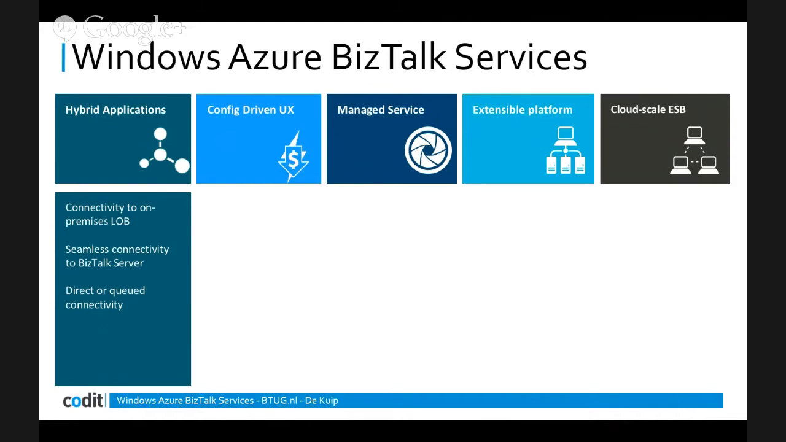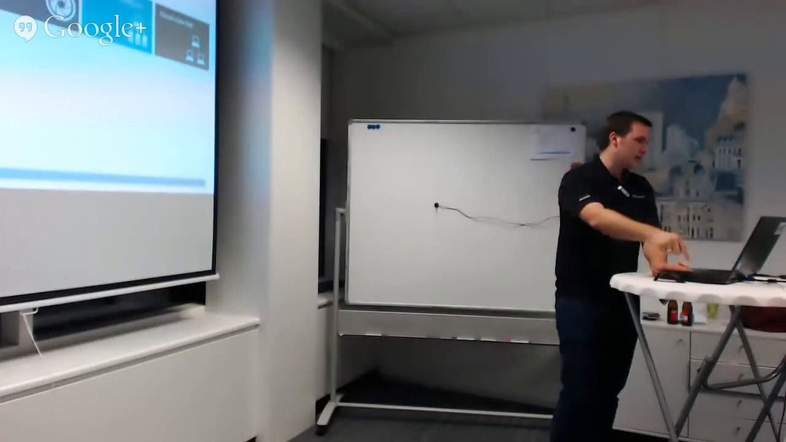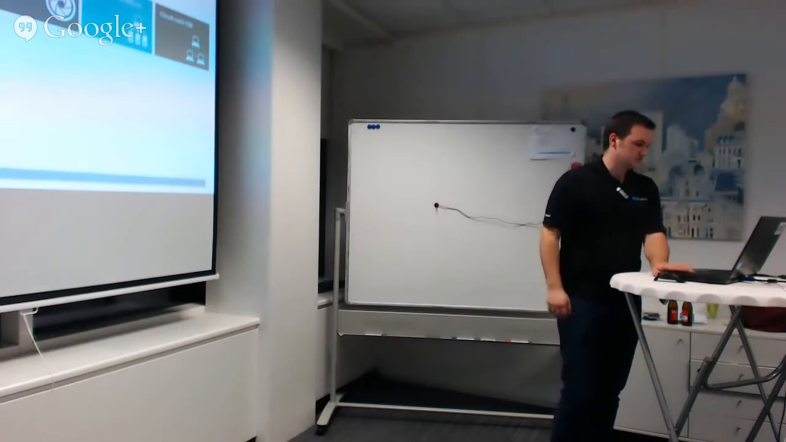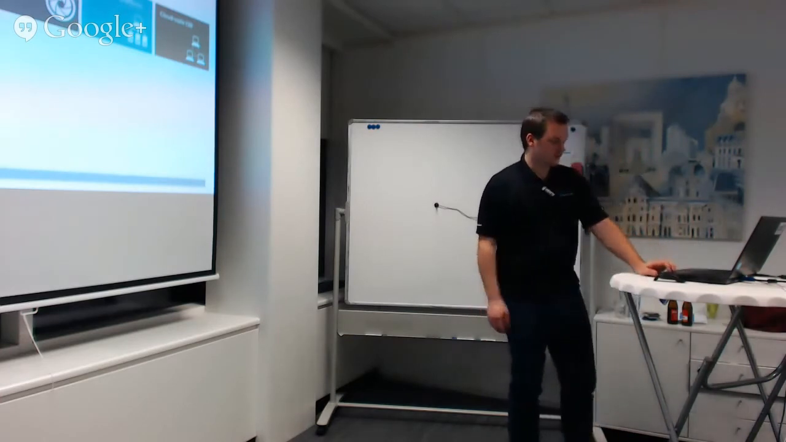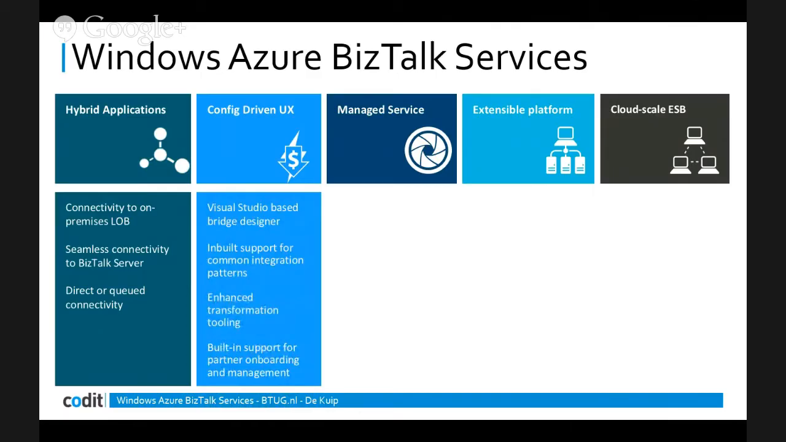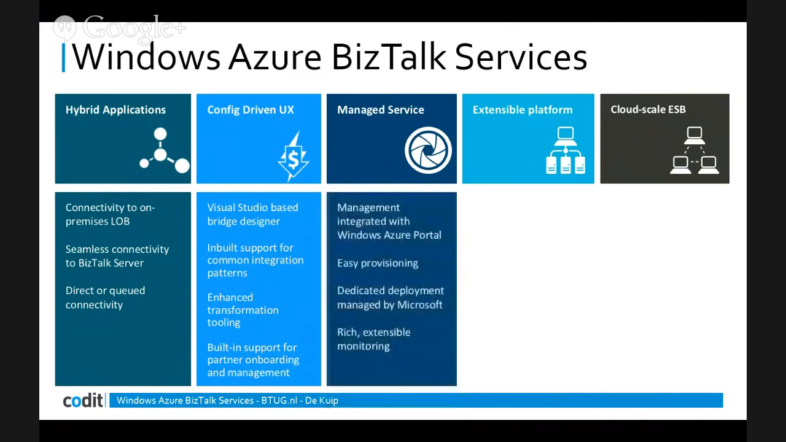You also have BizTalk Server running locally, and you can connect easily from services to server, and you can do that direct. Think about relay binding, a synchronous call, or queued through Service Bus topics or queues. It's config driven, you will see that. So you have a bridge designer where you can do all of these things. You have a transformation, so a mapper, and you have a nice partner portal, which I believe is very helpful, especially if you have been working with a trading partner in BizTalk Services server.